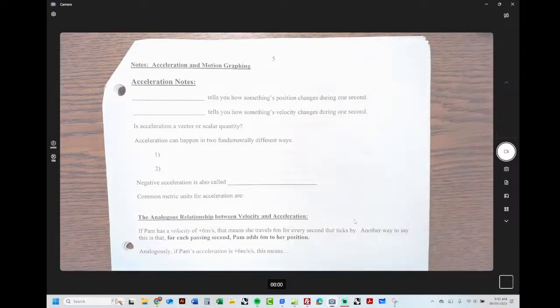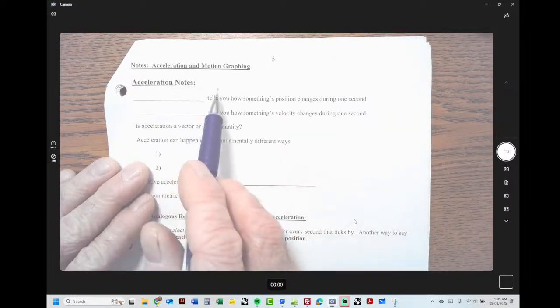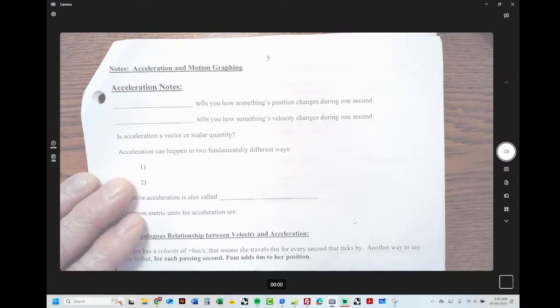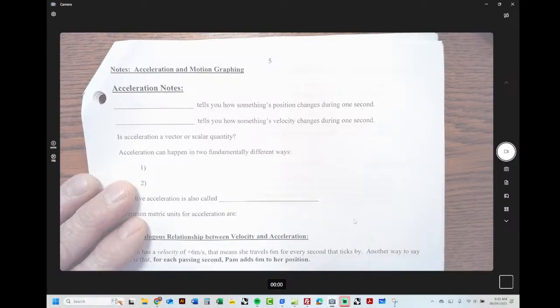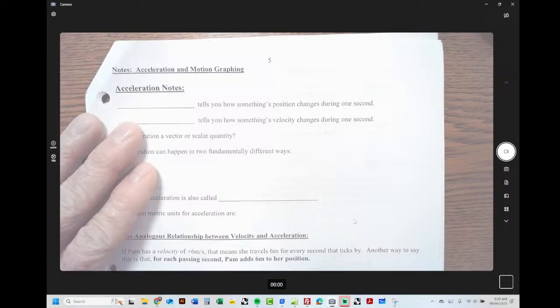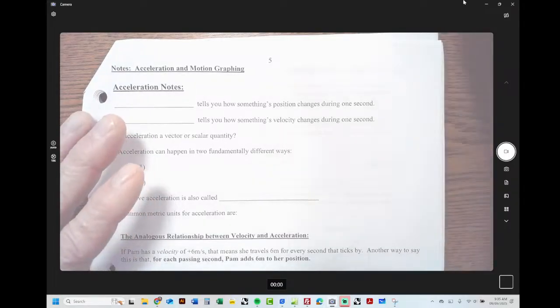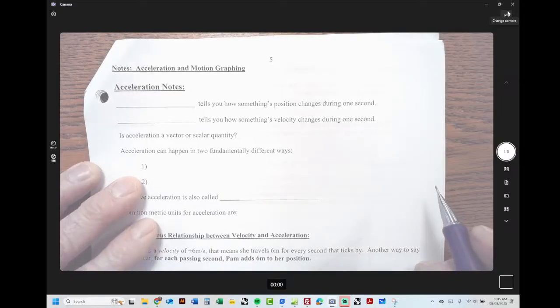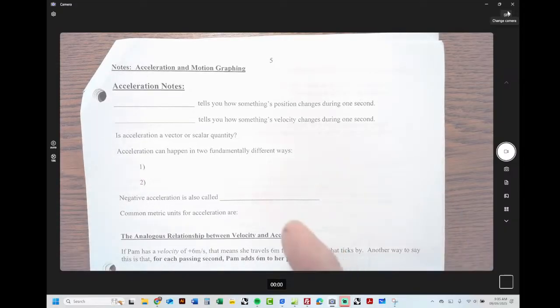So, all right, acceleration notes. This is hopefully going to make sense, but it takes a really long time to start feeling super comfortable with what acceleration is. It's a weird concept. Some people catch on quickly, and some people take a long time, and sometimes you think you've caught on quickly, but then it sort of escapes you.